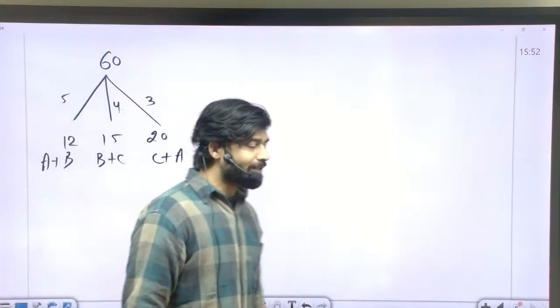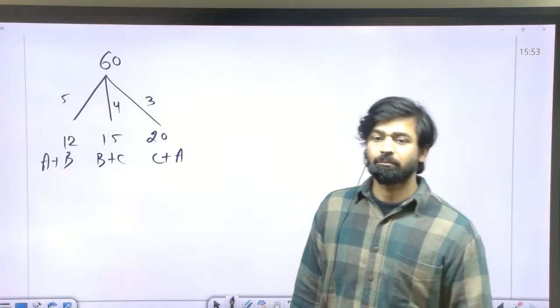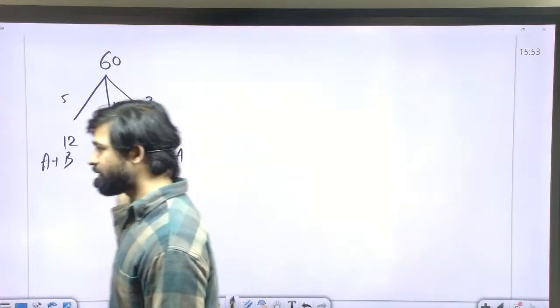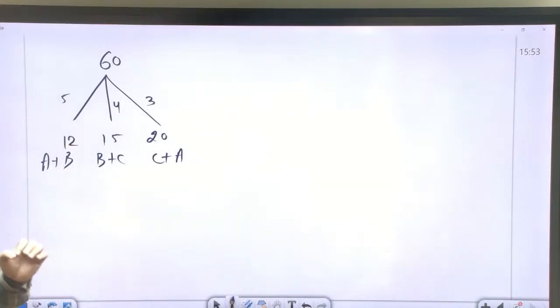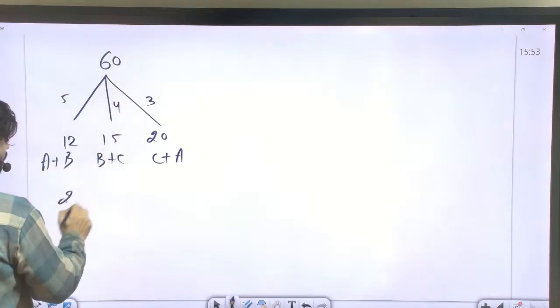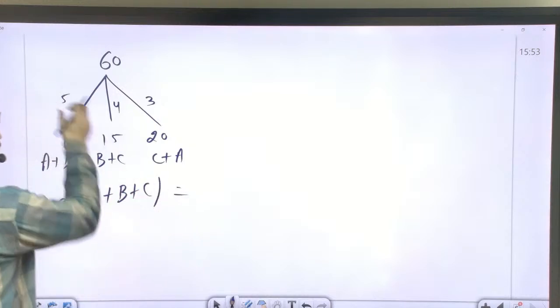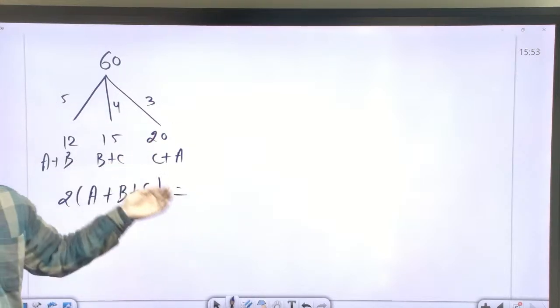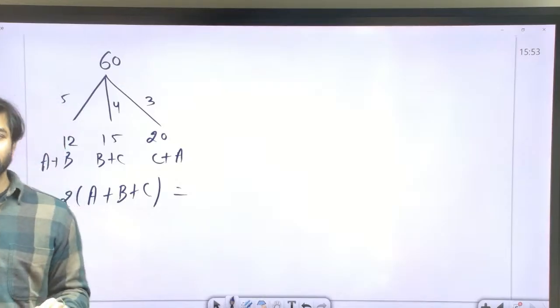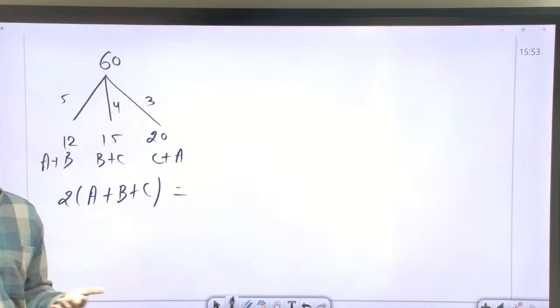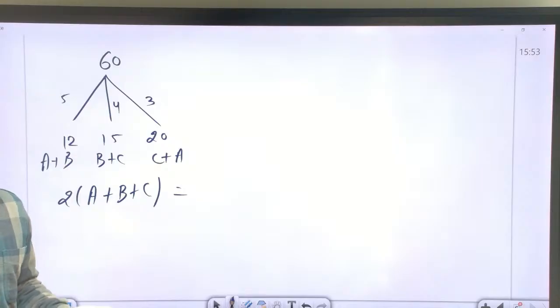My only suggestion is that don't cram it. If somebody has that kind of problem, just add them and add the efficiency. You will automatically get twice of that A plus B plus C. But I don't suggest that. Take the efficiency and divide it by 2. It's better to spend 5 or 10 seconds to get the accuracy.